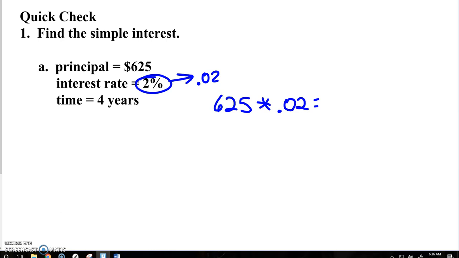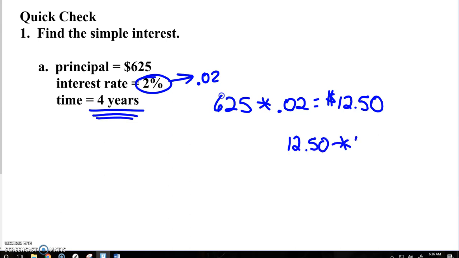And we grab our calculator. $12.50. Remember, this is money, okay? Now, we will get $12.50 in simple interest each year. Well, we're leaving our money in the bank for 4 years, so now we take the $12.50 and we multiply that by 4, and $12.50 times 4 is $50.